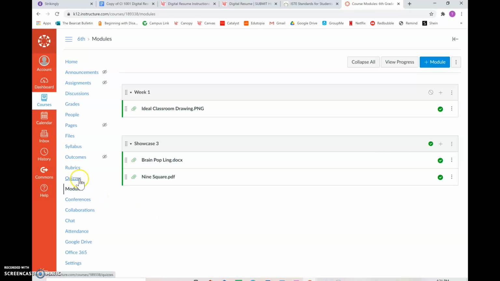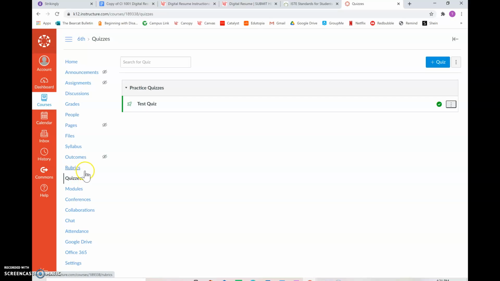On Canvas, you can also take quizzes and tests. Here I have a tester. And if you look over here to the side, you have a calendar that can tell you all of your assignments. Inbox is for mail, and anything else you may need help with, history if you have any questions.